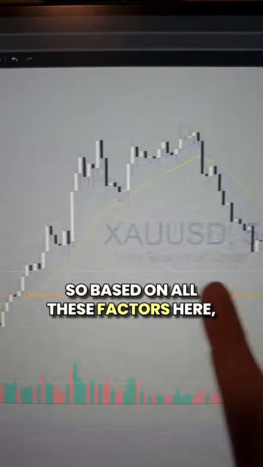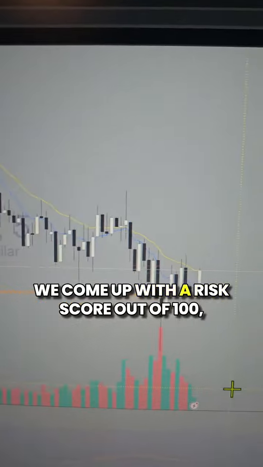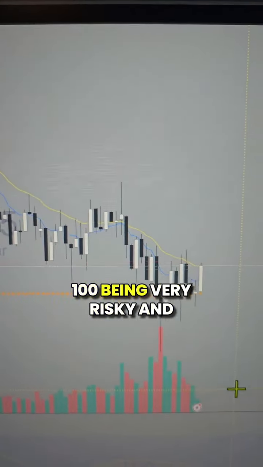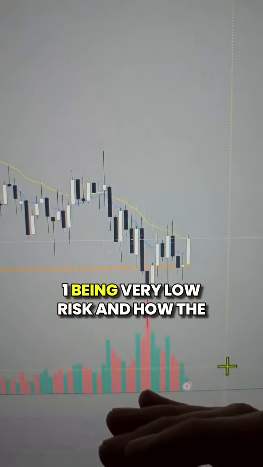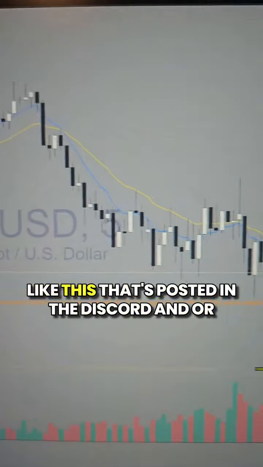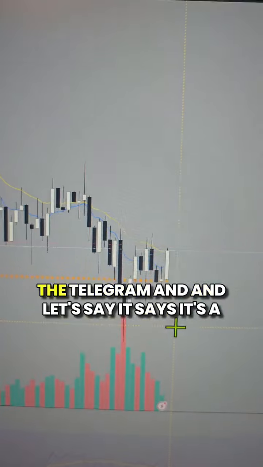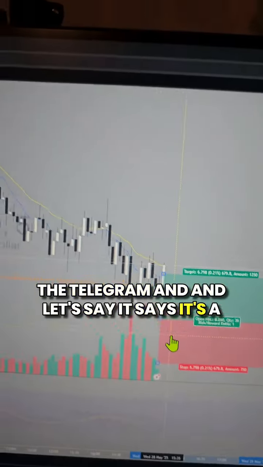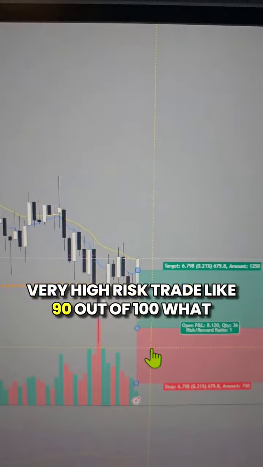So based on all these factors here, we come up with a risk score out of 100, 100 being very risky and 1 being very low risk. And how the trade setup will look, it'll be a limit order like this that's posted in the Discord and or the Telegram. And let's say it says it's a very high risk trade, like 90 out of 100.